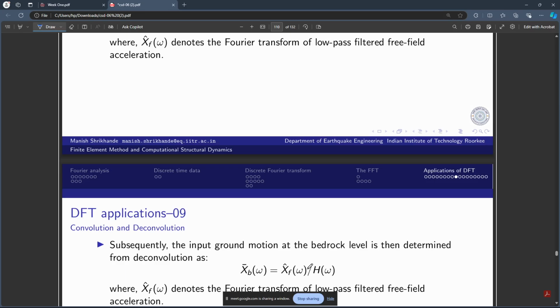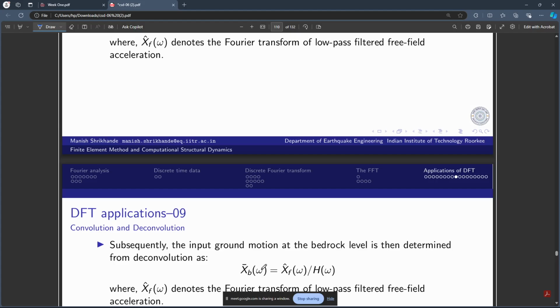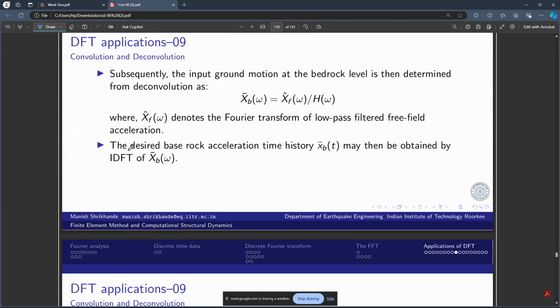So you have your data at the free surface, you need to convert it into frequency domain data. Using that data you will determine what your recorded, what your input ground motion in the frequency domain looks like, and that obtained input ground motion in the frequency domain, again you need to convert into the time domain using the inverse discrete Fourier transformation.